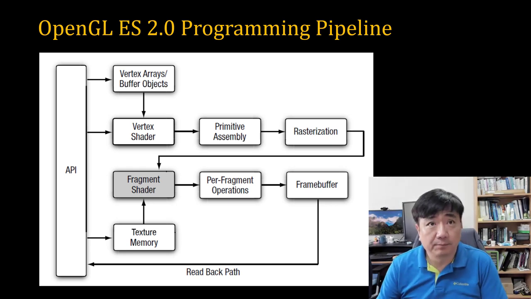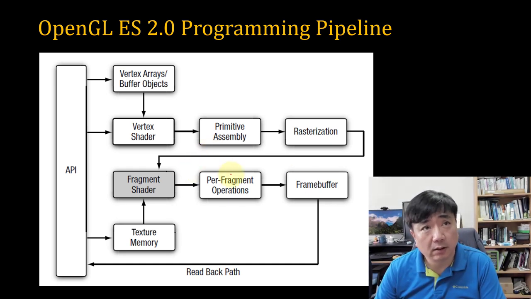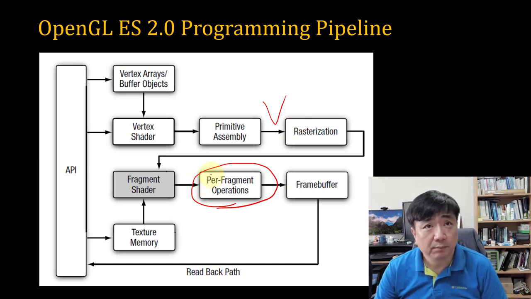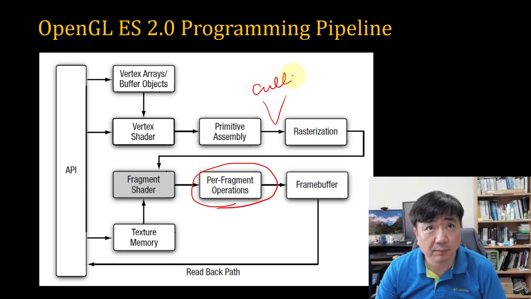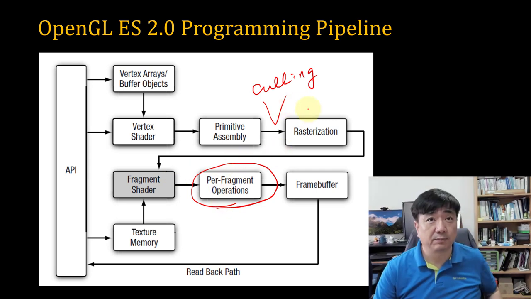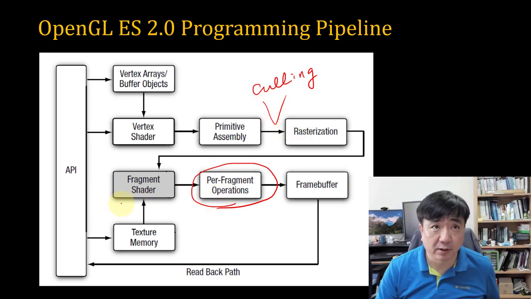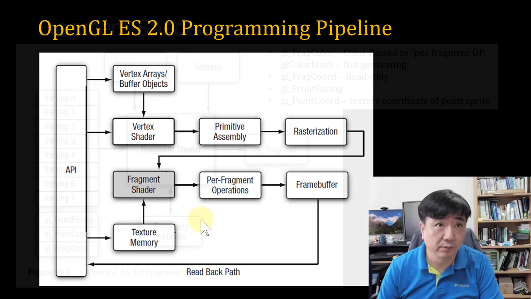Yes, we learned the fragment operation. So in our computer graphics pipeline, some operations may occur in other areas. For example, in case of culling, culling can be done in here after primitive assembly. So we cannot say culling is a per fragment operation, but I will explain it in this chapter. Per fragment operation is after the fragment shader. Okay, let's go to the fragment shader.